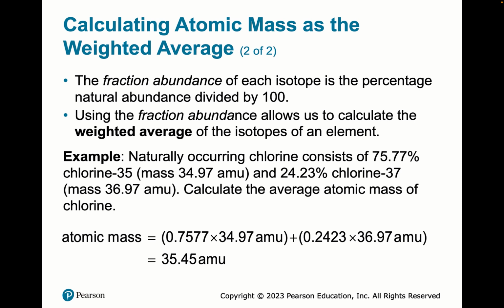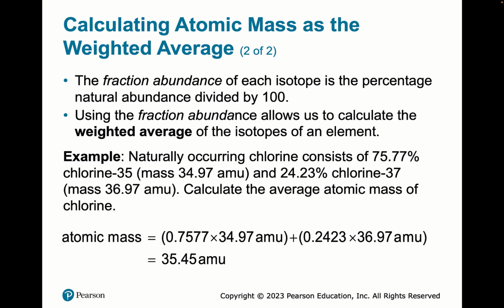protons and neutrons. They have different masses depending on their environment, and that has to do with the nuclear binding energy, something that we will briefly talk about in nuclear chemistry. But if you're wondering where those numbers come from and why they're slightly different. And then same idea, it's 24.23% chlorine-37 with that mass of 36.97 atomic mass units. What is the average atomic mass?